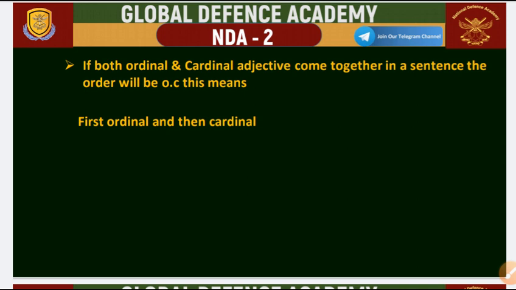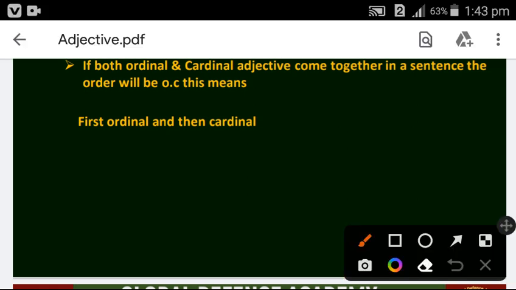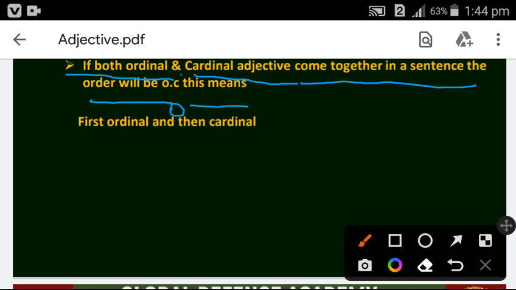Some more concepts are also written for you here. You have to focus on this point: if both ordinal as well as cardinal adjectives come together in a sentence, the order will be ordinal then cardinal. This means first you have to use the ordinal number, second you go for the cardinal number. I will further discuss it with an amazing example. Wait for a while.